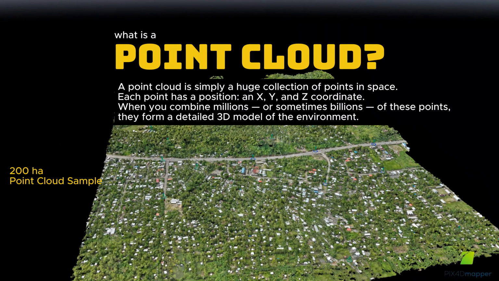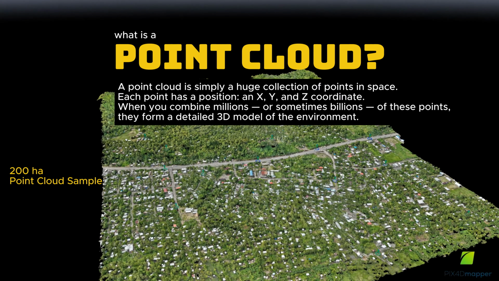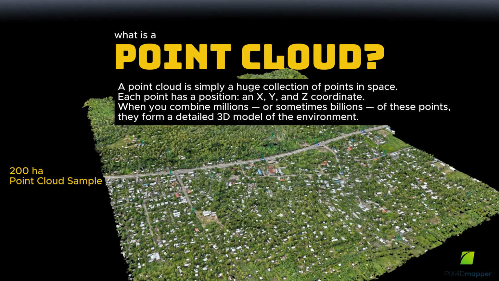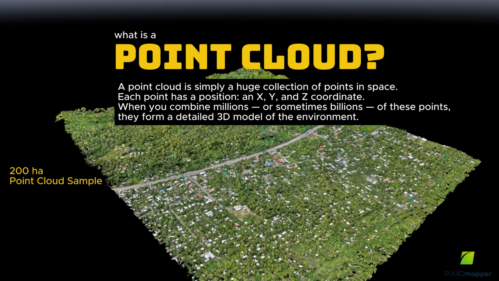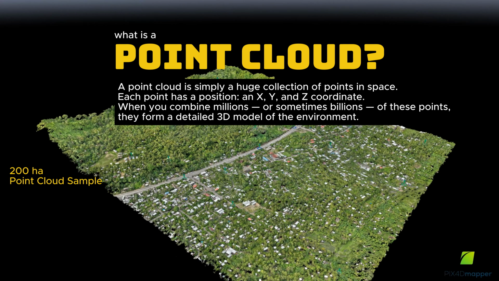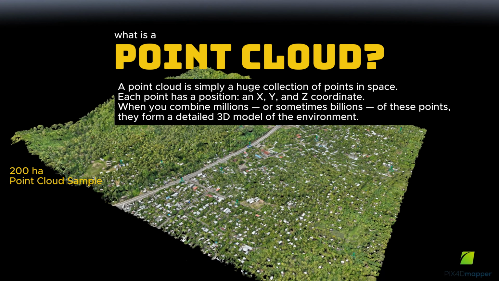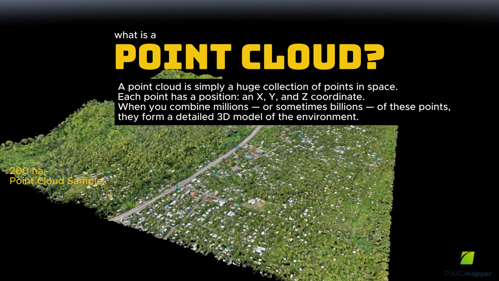A point cloud is simply a huge collection of points in space. Each point has a position, an X, Y, and Z coordinate. When you combine millions, or sometimes billions, of these points, they form a detailed 3D model of the environment.